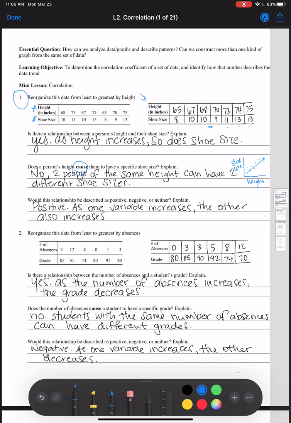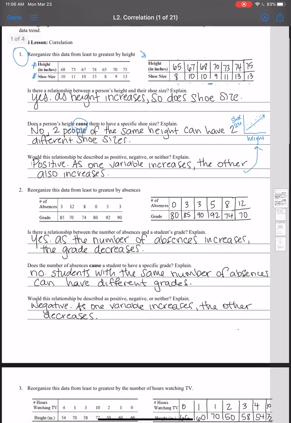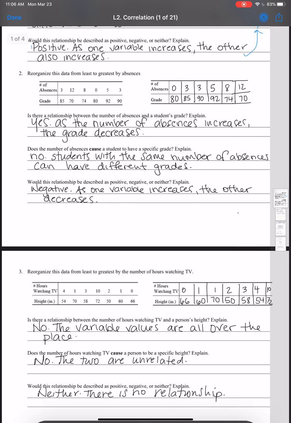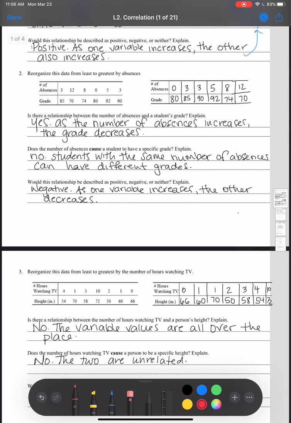So would this relationship be described as positive, negative, or neither? Well, that's going to be positive. As one variable increases, the other also increases, and that's shown right here in this graph. Next, we have example number 2, and this is showing the relationship between the number of absences a student has and their grade in the class.